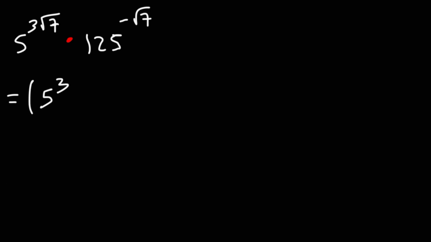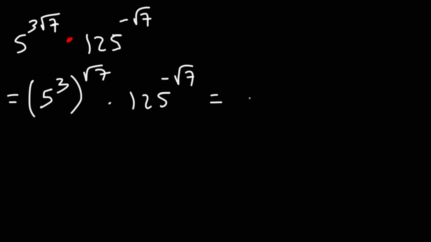Let's work on a similar problem. 5 to the third times square root 7, and this is multiplied to 125 raised to the negative square root 7. So first I'm going to write it as 5 cubed raised to the square root 7.